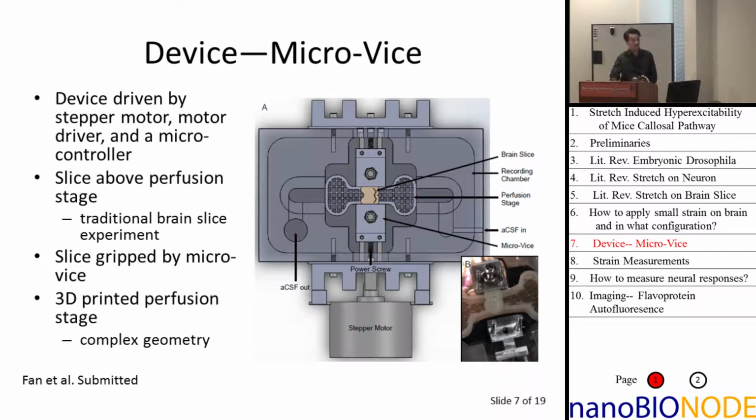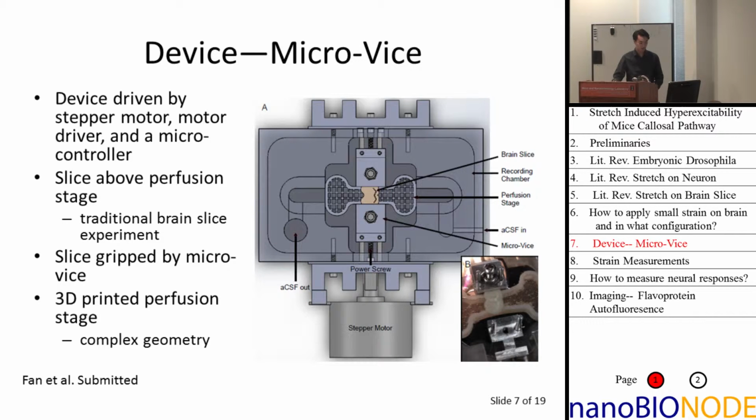And so this is the device that was made. This is the schematics. And we have two files. This is the slice, and this pathway is called the callosal pathway. It bridges the left and right hemisphere. And so this slice is taken like this, a coronal slice. ACSF would come in here, and then it brings out, and then this mechanism will actually stretch the slice uniaxially.